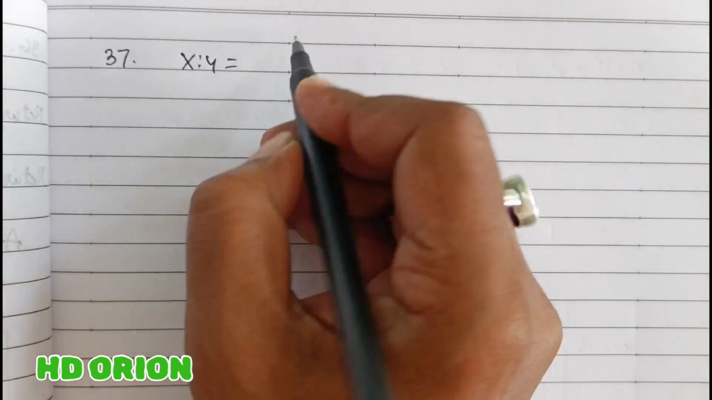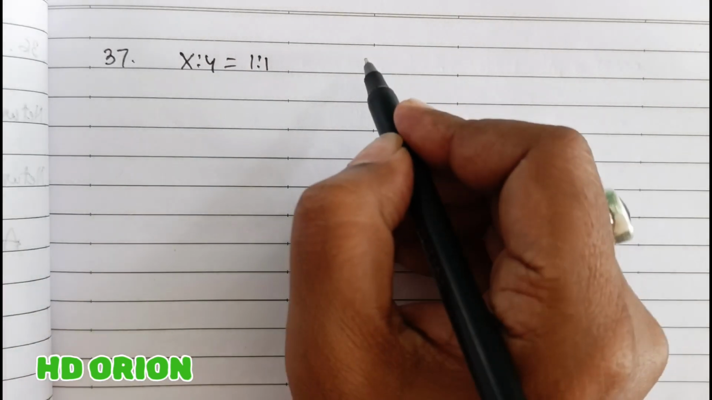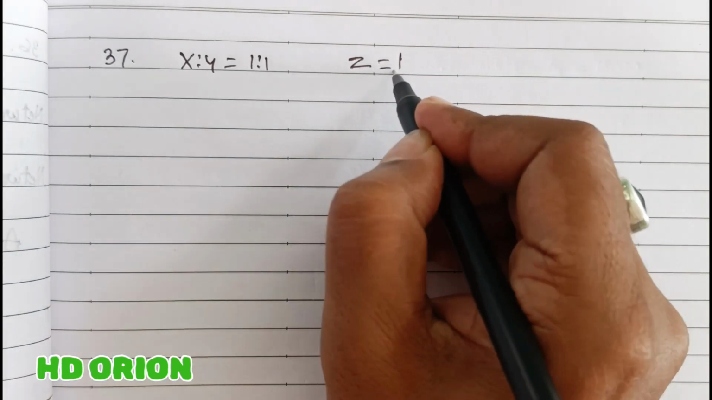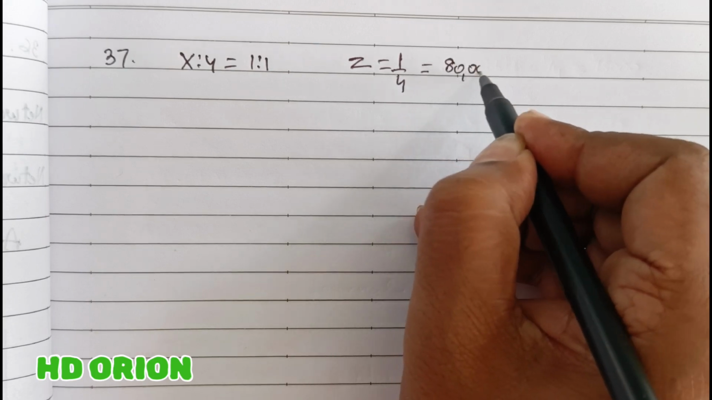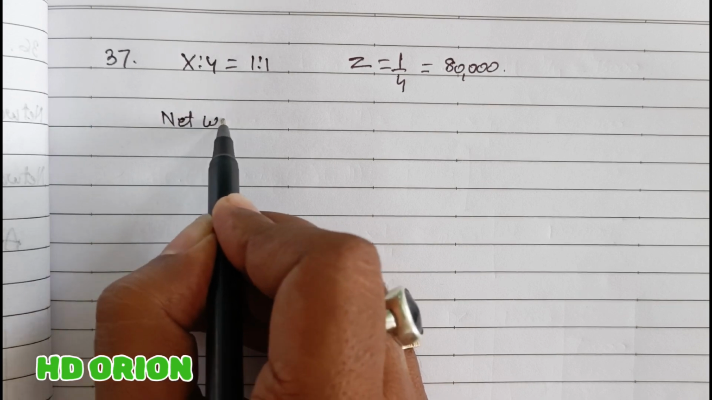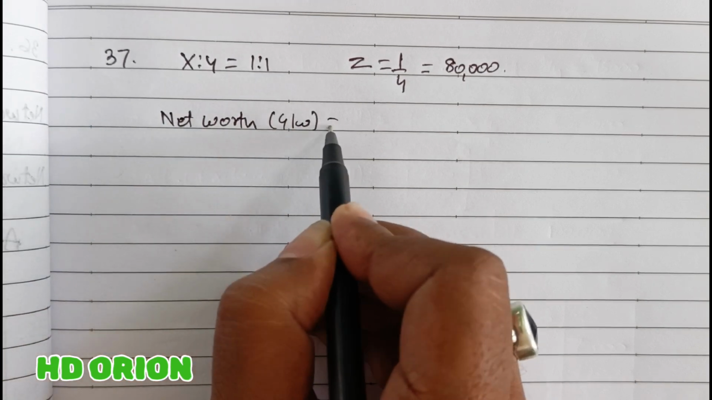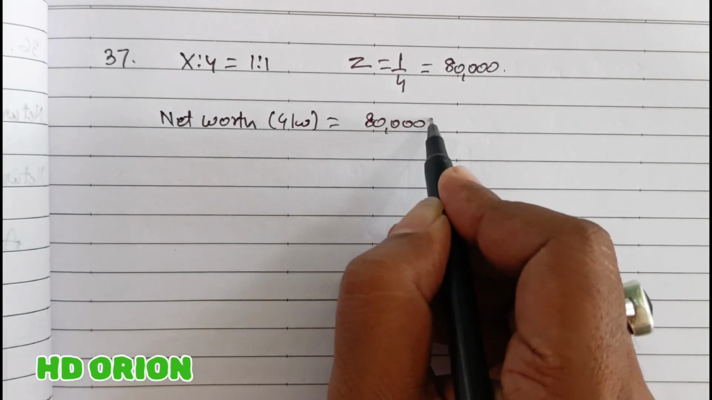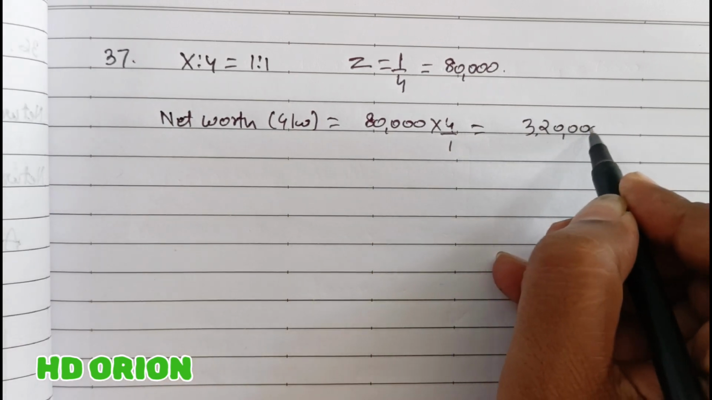X and Y are the old partners and their profit sharing ratio is 1:1. Z joins for 1/4 share by contributing a capital of rupees 80,000. Now, net worth. Net worth including goodwill is equal to how much? Is equal to 80,000 into reciprocal of this, that is equal to rupees 3,20,000.